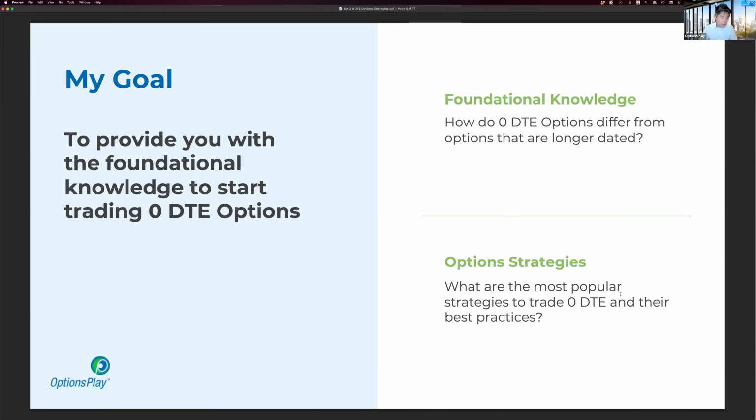But my goal here for today is to provide you with a foundational knowledge to at least get started with trading 0 days to expiration options. And we're going to cover primarily 2 things: the foundational knowledge. How do 0 days to expiration options differ from options that are longer dated? That's an extremely important element to understand before you venture into trading shorter dated options. And the second part is the option strategies. What are the most popular strategies to trade 0 days to expiration, and what are their best practices? Those are the primary things we're going to cover during today's session.